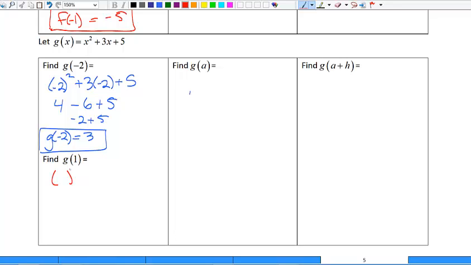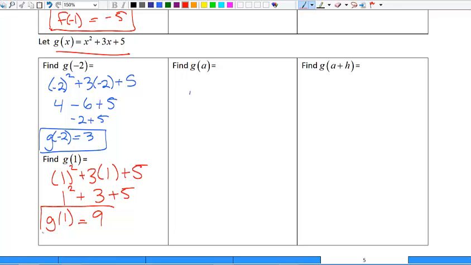So I have x squared plus 3x plus 5, getting it from this function up here. But instead of x, I'm going to plug in 1. So 1 squared is 1 plus 3 plus 5, which is 4 plus 5, 9. So g of 1 is equal to 9. I plug in a value, I get out a value.